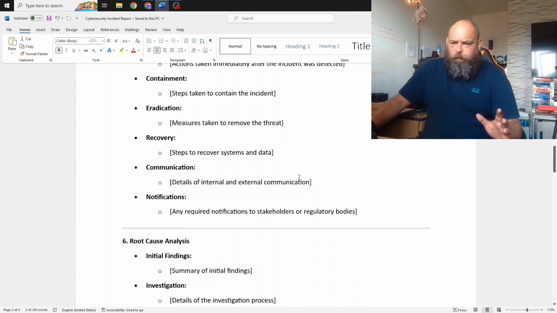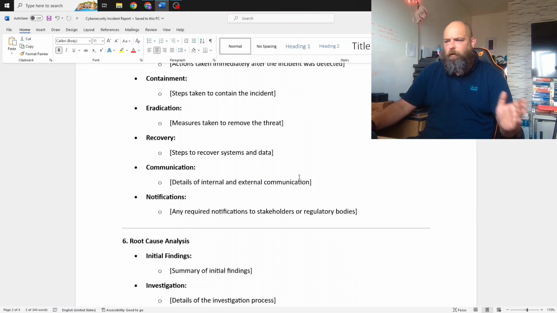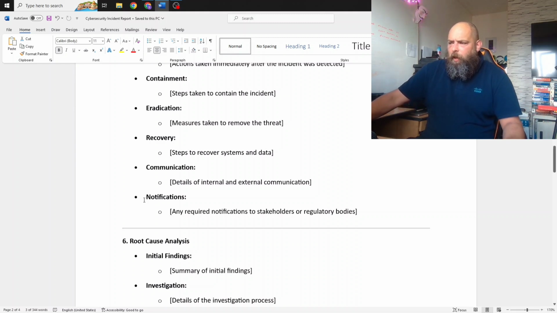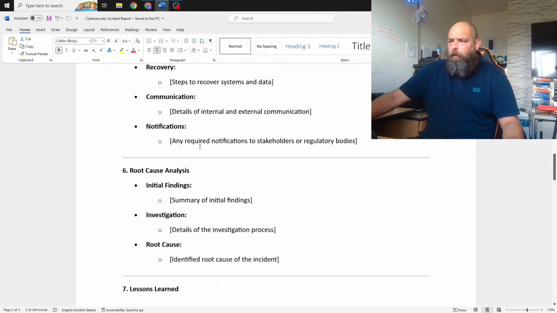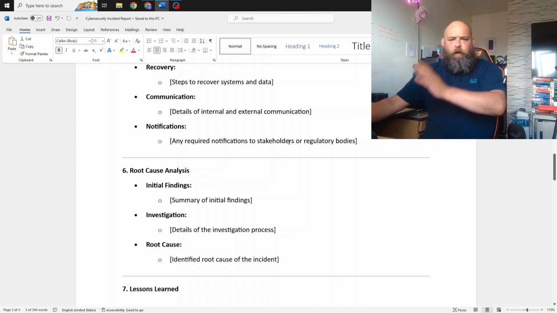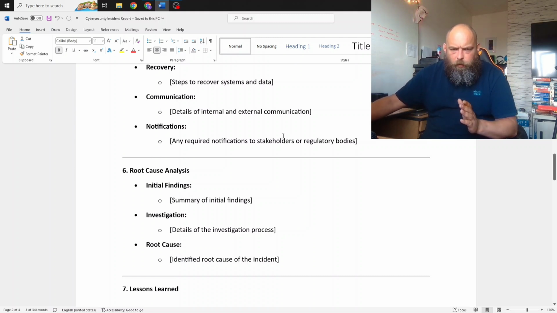Now this would involve all forms of that, so whether it be face-to-face, if so, minutes would need to be submitted, emails submitted, copies of that, transcripts of calls, and so on. Then notifications, such as any required notifications to stakeholders or regulatory bodies, which there would be in the event of a data breach. So the required notifications to stakeholders would be done via the documentation. That would be outlined in our second document that we will look at.